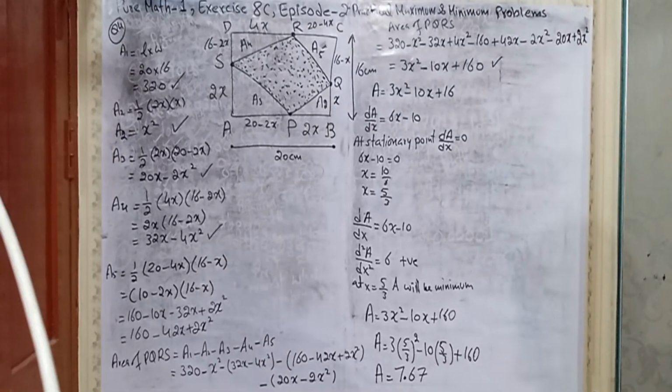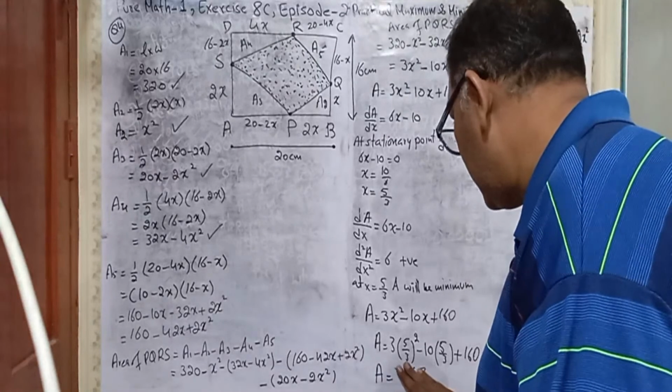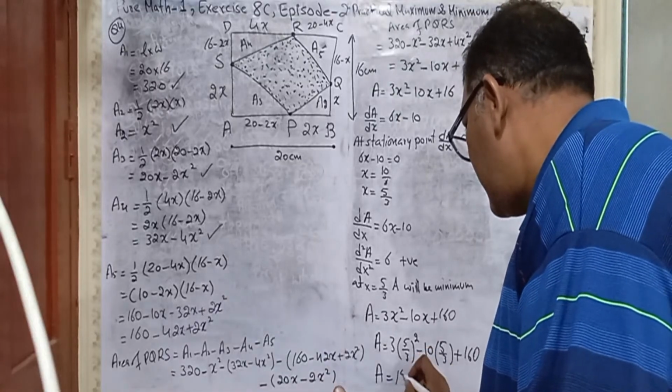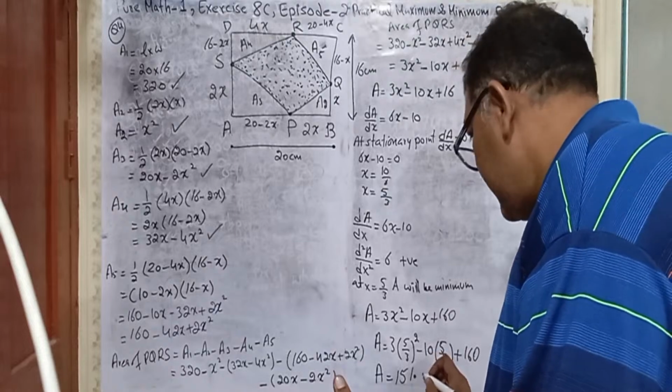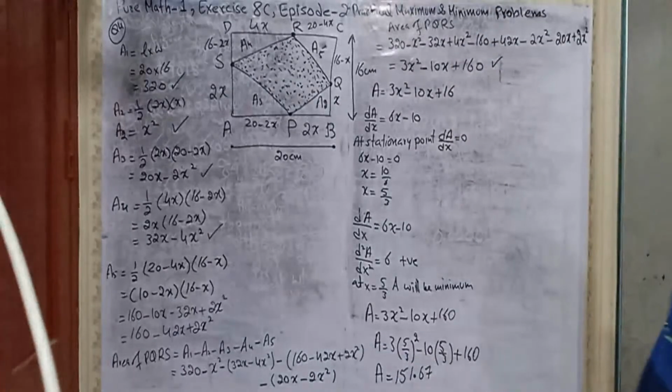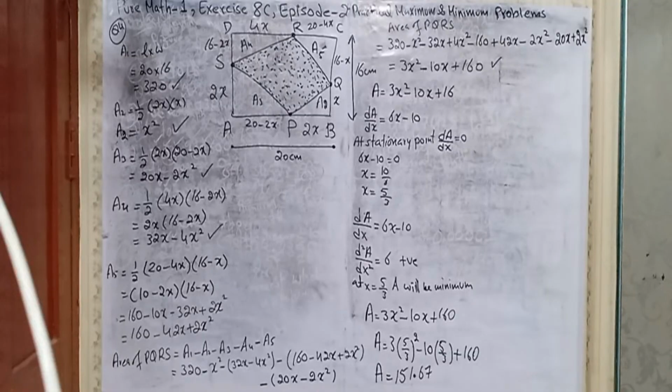Let me write it. 3 multiply bracket start 5 by 3 bracket close square minus 10 multiply bracket start 5 divided by 3 bracket close plus 160 equals 151.67. This is what the answer is. So 151.67 is the right answer. At x equals 5 by 3, you will get the minimum value of the area. So this is how you will do question number 4.